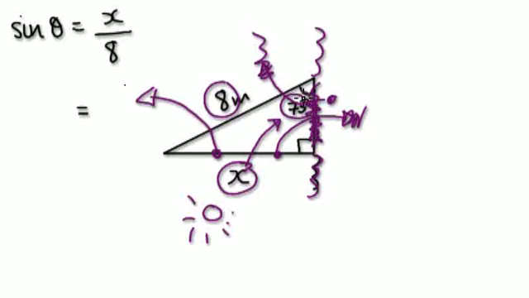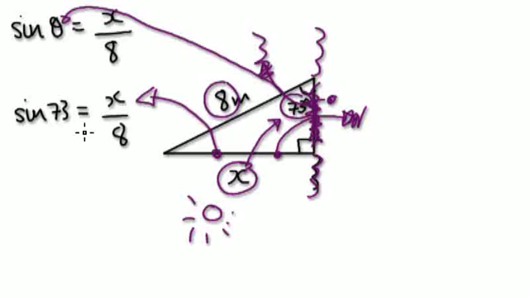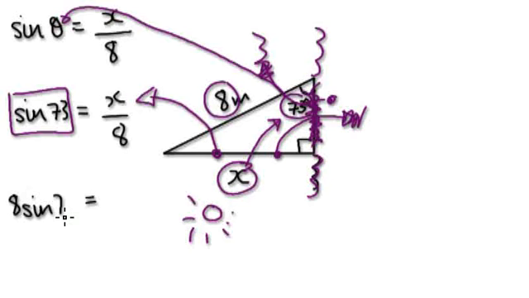We can put the 73 into this theta here. So sine 73 equals x over 8. Remember, this is just one whole number. So now times both sides by 8 to get x on its own. So it would be 8 sine 73 equals x.